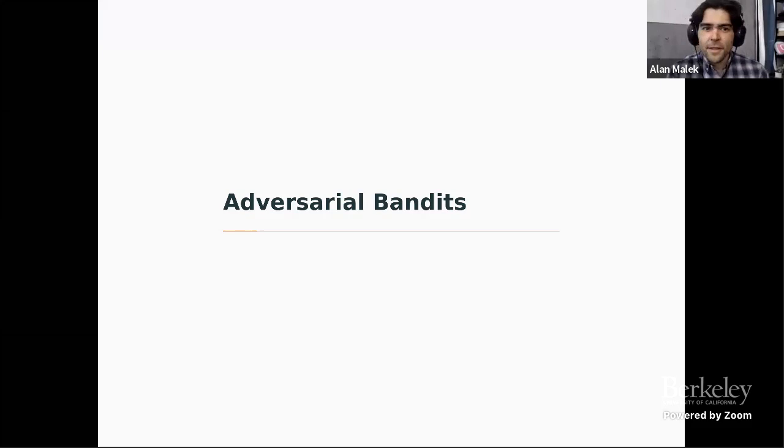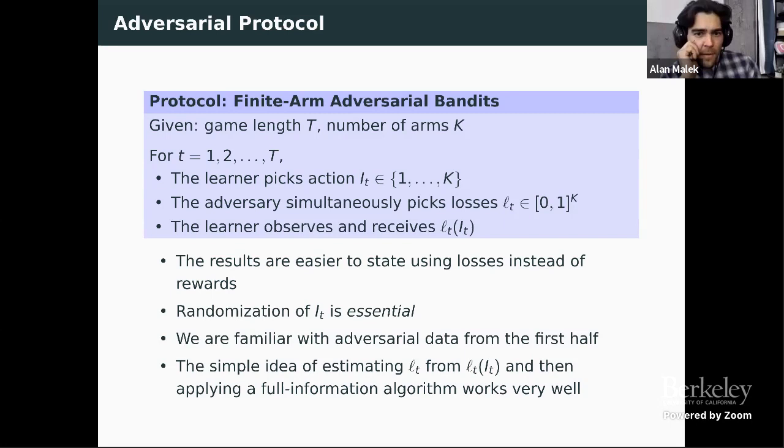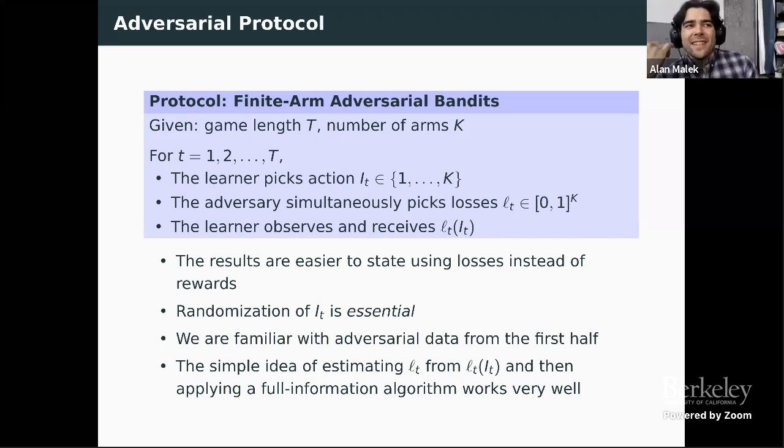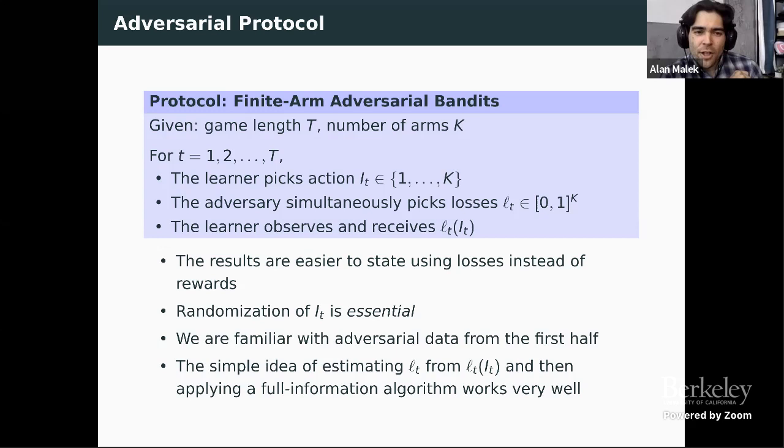So with adversarial bandits, let me just restate the protocol. For the adversarial bandit only, we've suddenly become pessimistic so we can kind of play better with our full information brothers. And this is stated in terms of losses. Usually for bandits, you state things in terms of rewards, but for the proofs for adversarial bandits, it's just easier to do things in losses, even though you can convert between the two. So for this adversarial bandit problem, we're given a game length T and a number of arms K. And then for each little t from 1 to T, the learner will pick some action in this set, and the adversary will simultaneously pick some loss that maps every single action to [0, 1], and then the learner will observe the loss that they saw and receive that loss. And of course, they don't see the losses of any of the other arms.